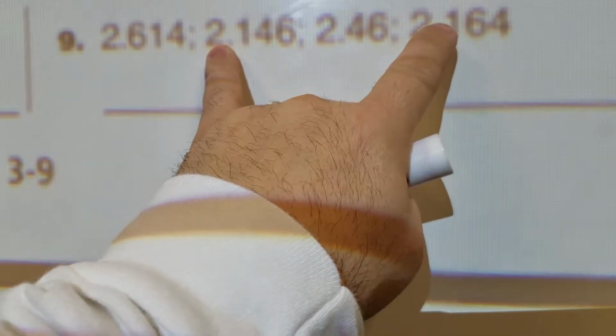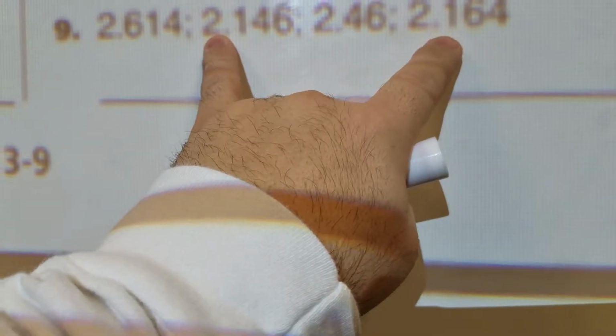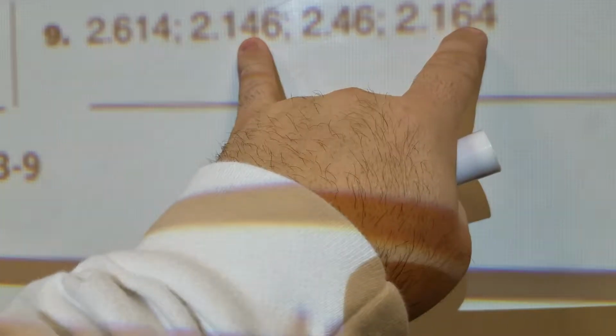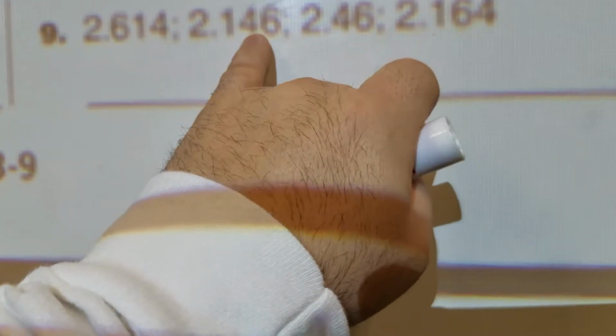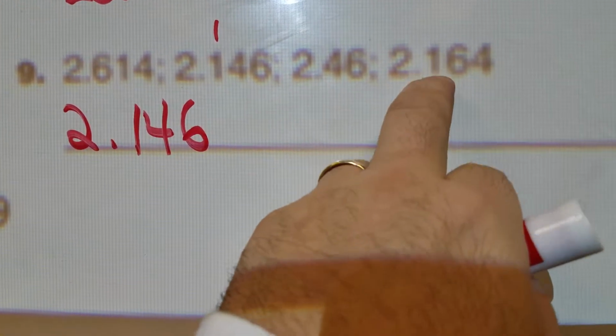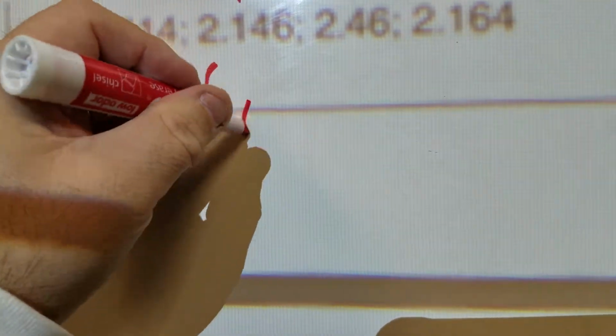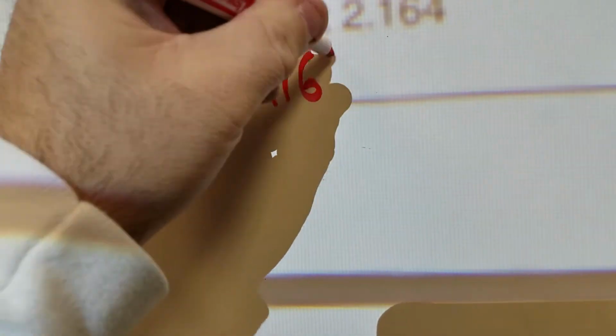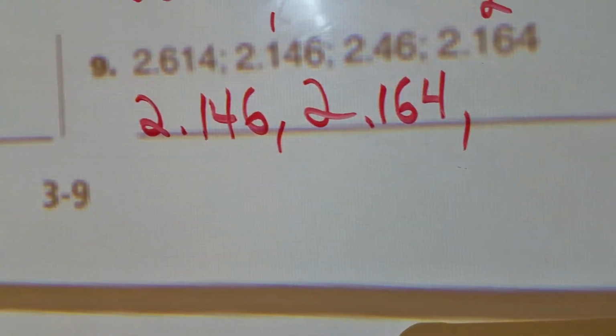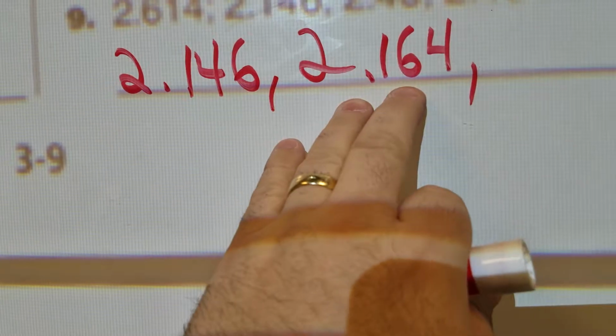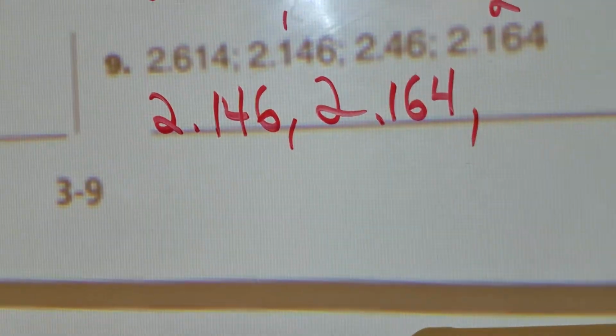2.1, 2.1. Got to look at the hundredths now. This one has a 4 and this one has a 6. So automatically I know that's my least, my smallest number. And then because I was comparing it to this one, I know that's got to be number 2. That's got to be the next biggest number because remember I'm going from least to greatest. So that leaves these two left.